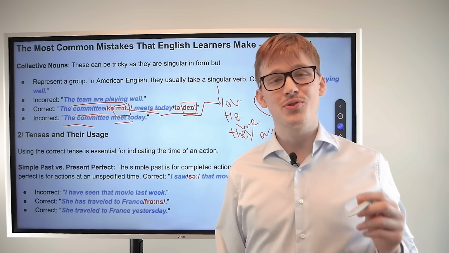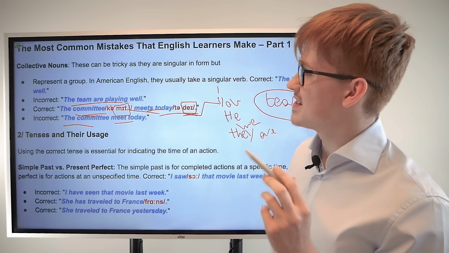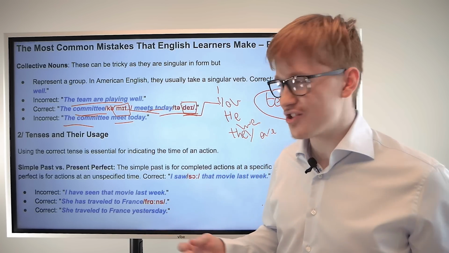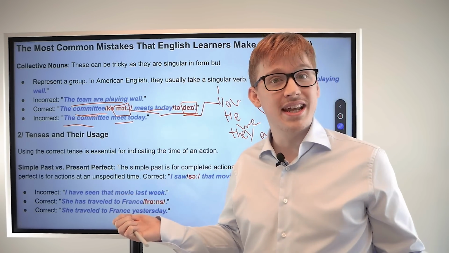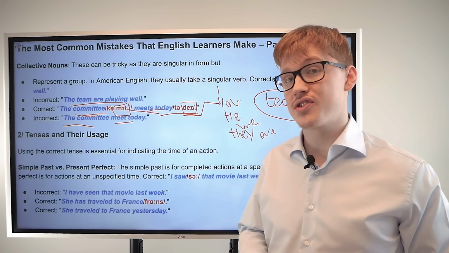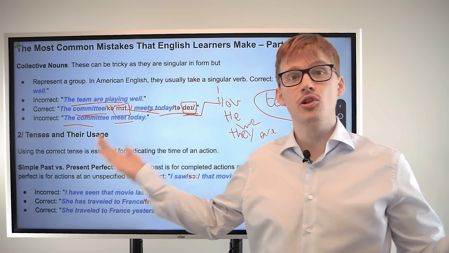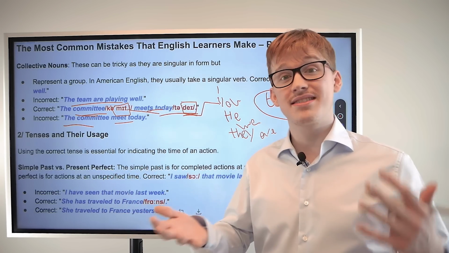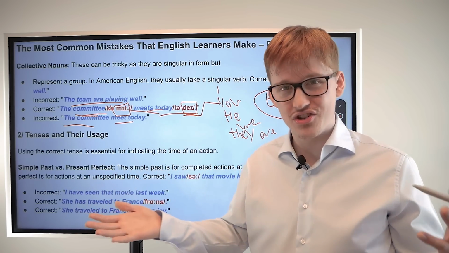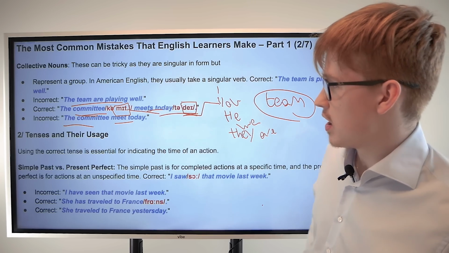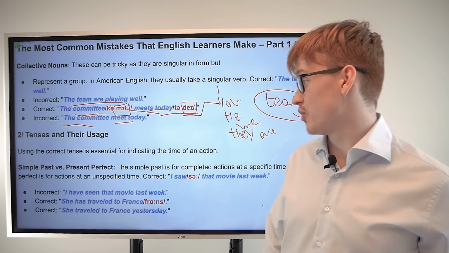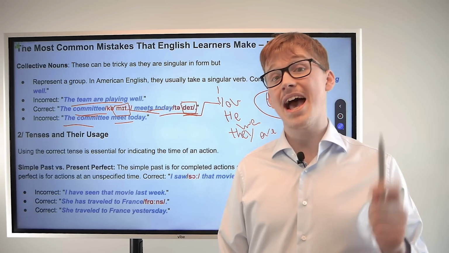Let's go over to number 2 here. So, tenses and their usage. This is a big thing in English, and I'm sure that if you've been learning English for a certain amount of time, you have had at least a look at the tenses and seen how the different tenses correlate to different times in English and how you can use them. So as it says here, using the correct tense is essential for indicating the time of an action.